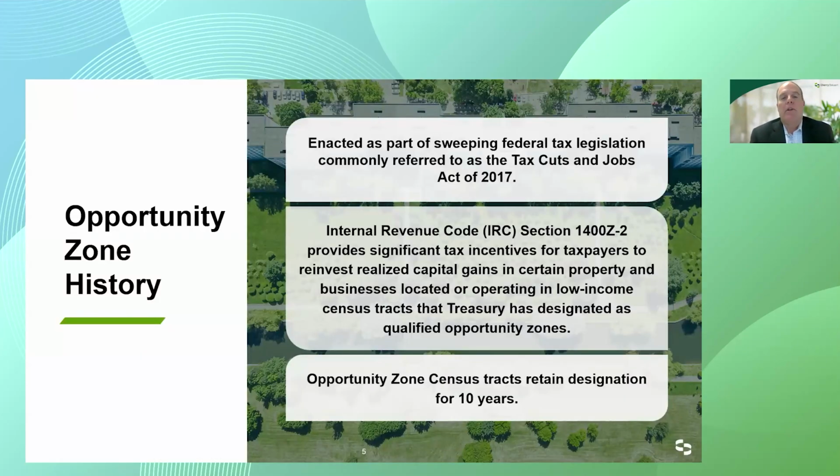So a little brief history. The original 1.0 was enacted with the Tax Cuts and Jobs Act in 2017. This was when opportunity zones were first introduced. Opportunity zones provided a tax incentive for taxpayers to reinvest realized capital gains, whether those were short-term or long-term, into certain property and businesses located in specific geographic areas, primarily in low-income census tract areas that the Treasury had designated as qualified zones. Opportunity Zone census tracts retained their designation for 10 years. And then there was also an act by Congress to make sure that the qualifications and the benefits for those designated census tracts lasted for about 30 or 35 years after that.